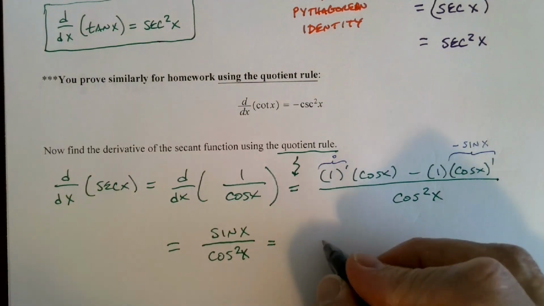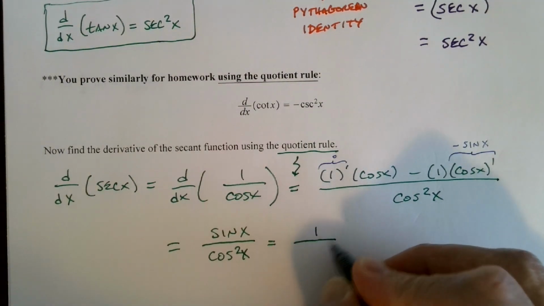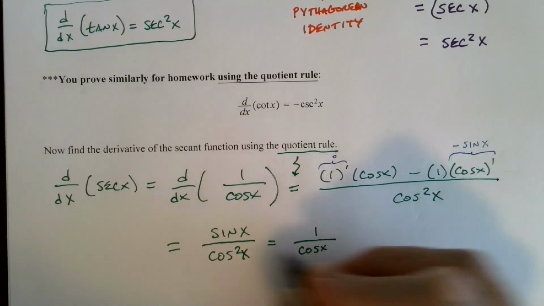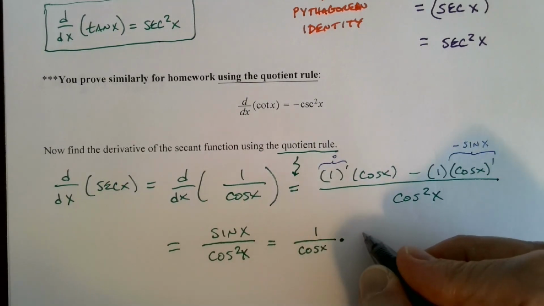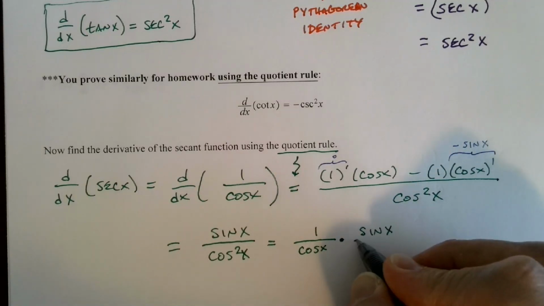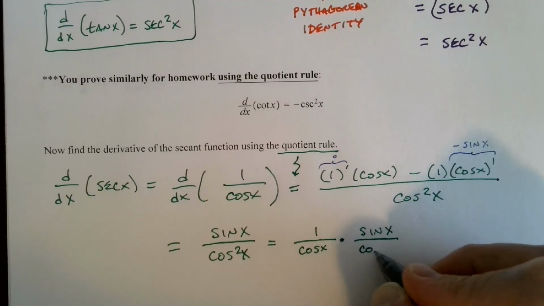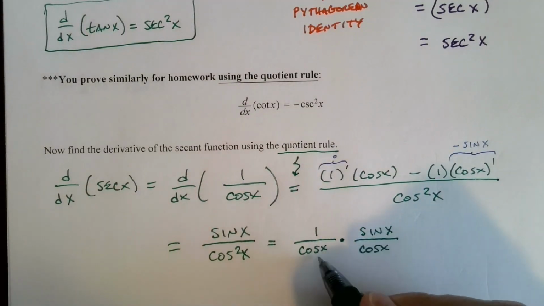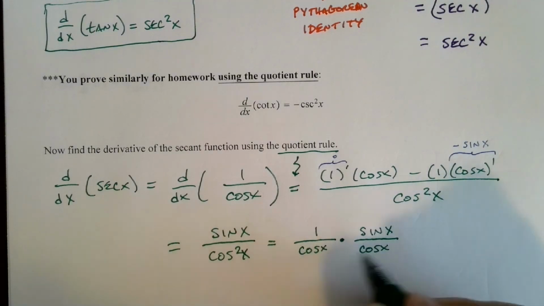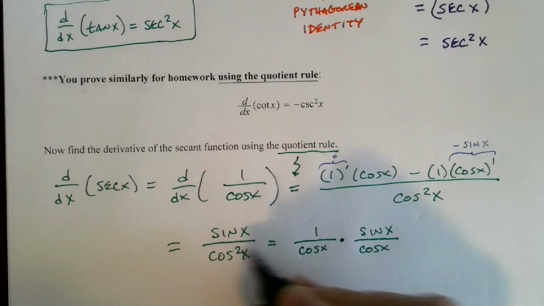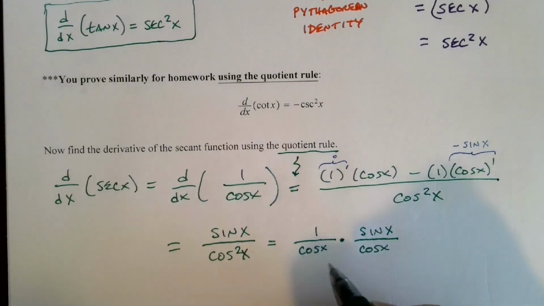Well, I'm going to break up this fraction into a product. Notice this is different than breaking up as a sum. If I'm doing a sum, I need a common denominator. If I'm doing a product, what do we do? We multiply numerators and we multiply denominators. So is this product the same as the original fraction? Yes. 1 times sine of x is sine of x, cosine x times cosine of x, cosine squared of x.